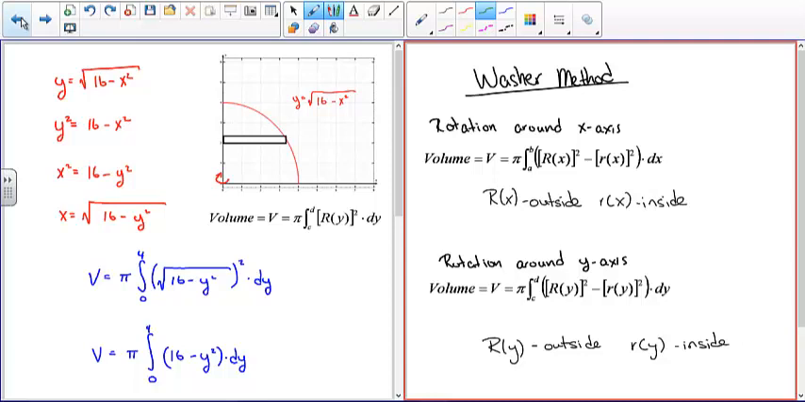16 is because the extent of the curve goes to 4, so you square 4. But you could generalize it for some radius r. This would be r squared, and this would be from 0 to r. And then you could come up with the generalized formula for a sphere. But that's how you would figure out the volume of a sphere, by rotating that around the y-axis or x-axis and then doubling the value.